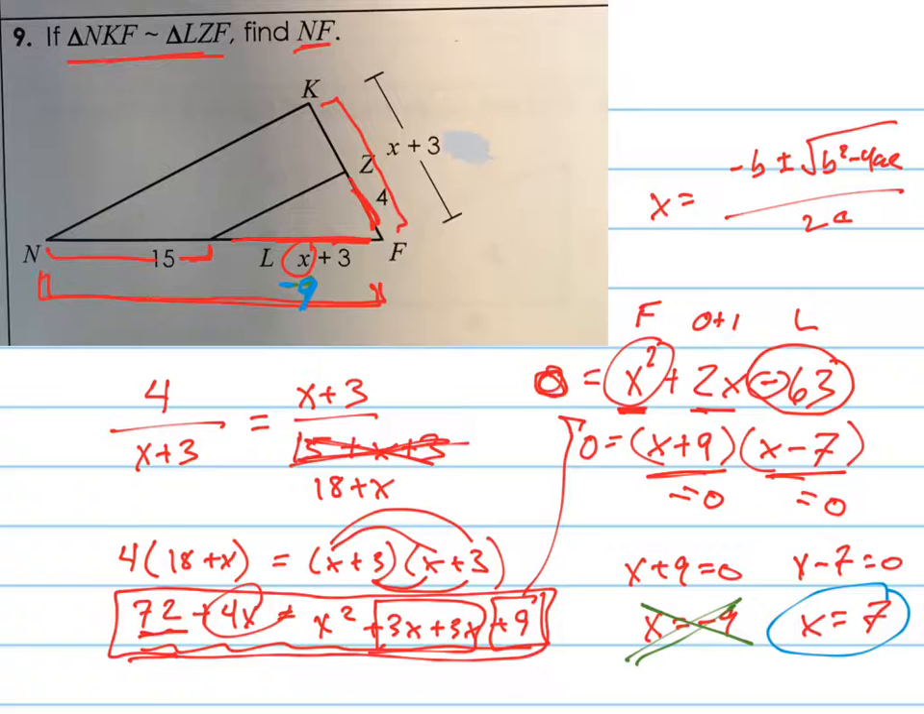And so now let's plug 7 back in for x here and here. So this equals 10 down here, right? And so what's the whole thing? What's NF equal? It's 15 plus 10. 25 is your answer.